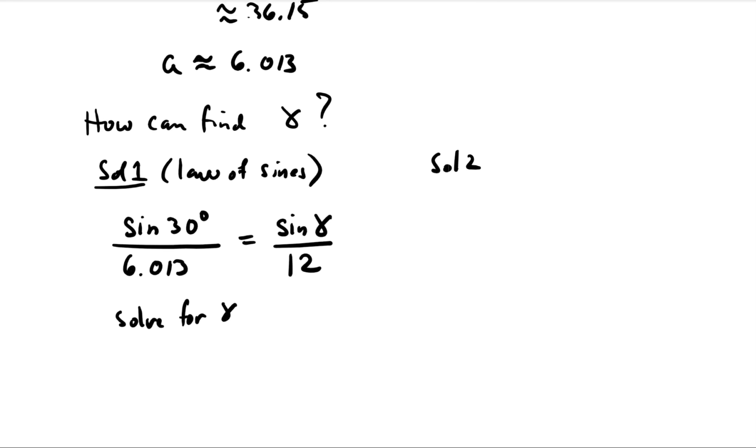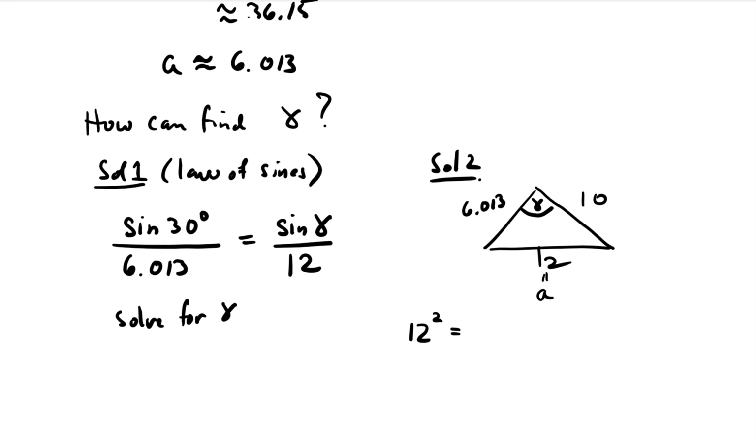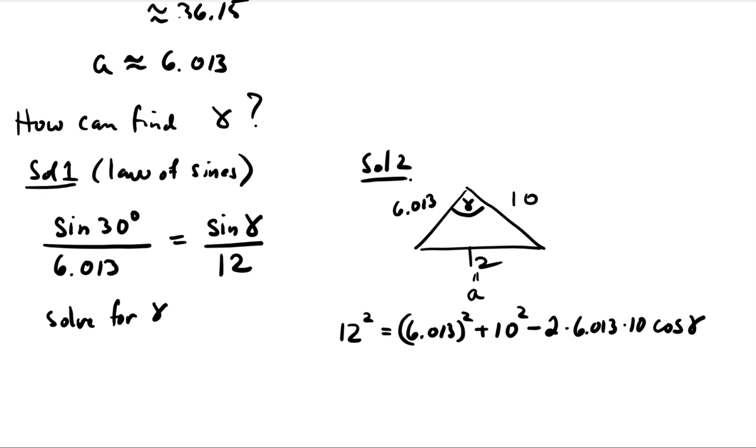Solution 2 is also interesting because maybe let's take a look at our triangle again. This is 12, 12, 10. a was found and it's 6.013, and gamma is unknown. So now I've got the two sides adjacent to gamma, and the side opposite to gamma. So the side opposite to gamma, in the law of cosines formula, that's kind of like my a. So a squared is equal to the sum of the squares of the two adjacent sides minus 2 times the product of the two adjacent sides times the cosine of gamma. And now I've got an equation involving only gamma, and then we solve for gamma again.